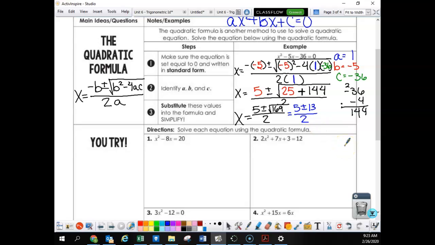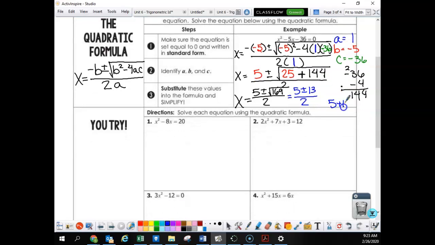Now here's where you can split it up into the two cases. Okay, it's going to be 5 plus 13 over 2, and then 5 minus 13 over 2. So 5 plus 13 is 18. 18 divided by 2 is 9, right? So x equals 9 is one of the solutions. And then 5 minus 13. What is 5 minus 13? Negative 8. And then negative 8 divided by 2 is negative 4. And so negative 4 is the other solution. So your two solutions are 9 and negative 4.